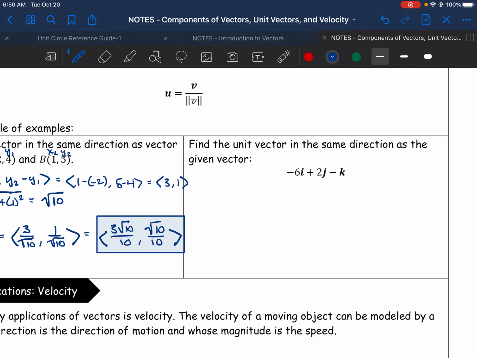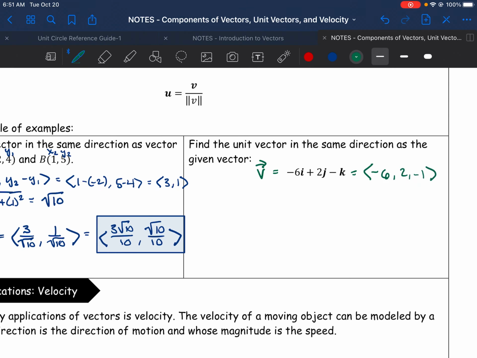Notice that this time we have our vector given not in component form, but with the standard unit vectors i, j, and k, as a linear combination of i, j, and k. So we're going to do the same thing, though. We want to write our vector in component form, so I'm going to call this vector v. So vector v equals negative 6i plus 2j minus k. And in component form, this would simply be -6, 2, -1.